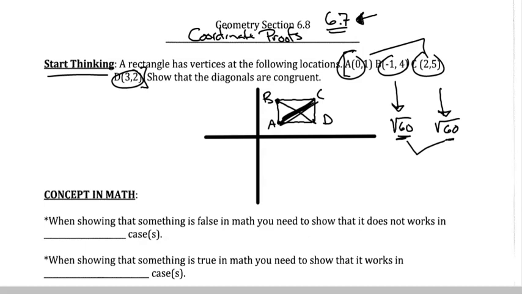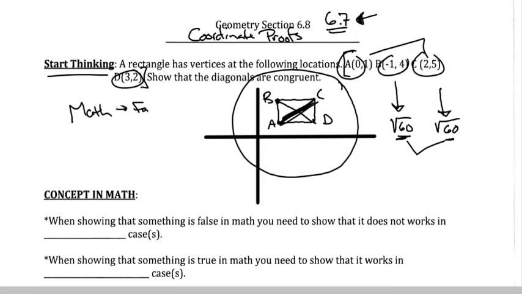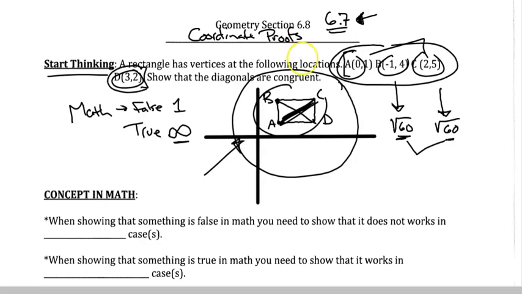Okay? So my question then becomes, is this enough to prove that for every rectangle the diagonals are congruent? Now, I think I've talked to you guys about this before, but basically in math, to prove something is false, it's pretty easy. You just have to show it does not work in one case. If you want to show that it is true, you have to show that it works in infinitely many cases. So you might ask yourself, well, how many cases did we just show? This was one case where the rectangle had these vertices.